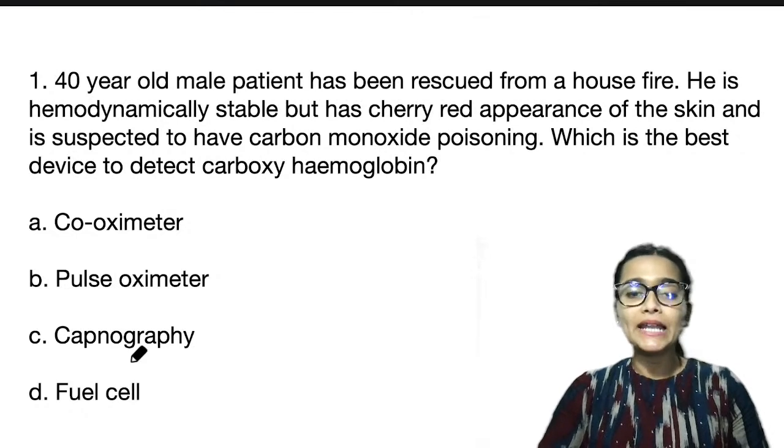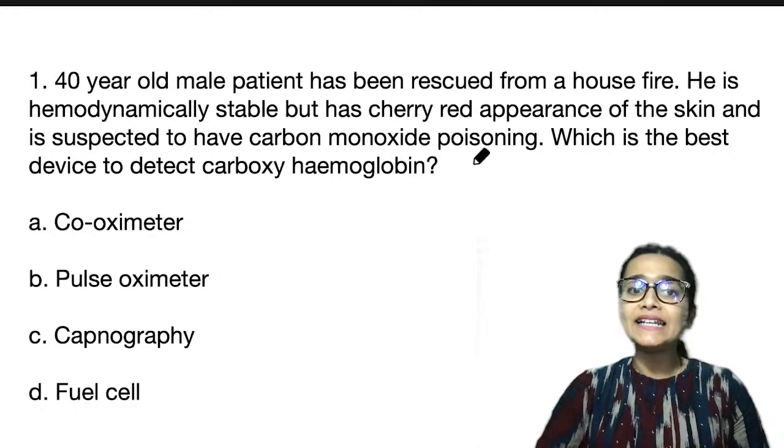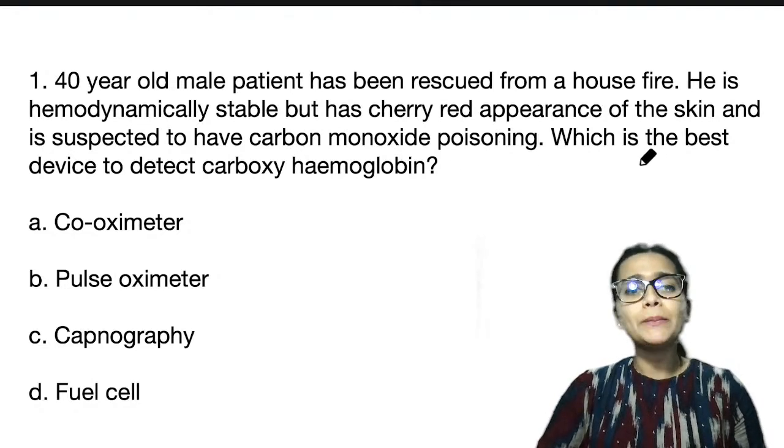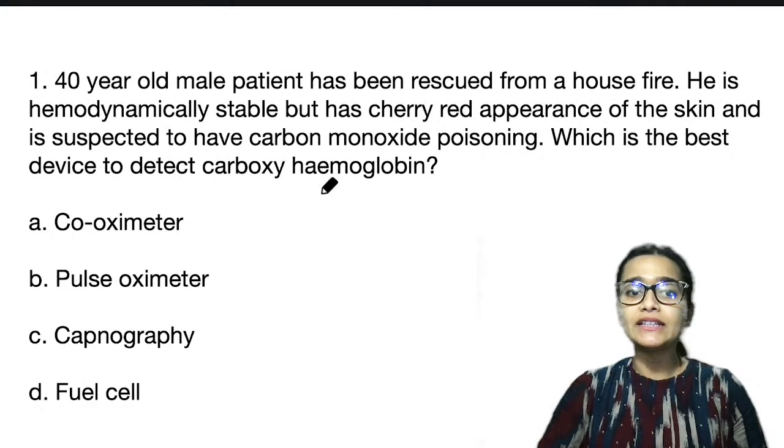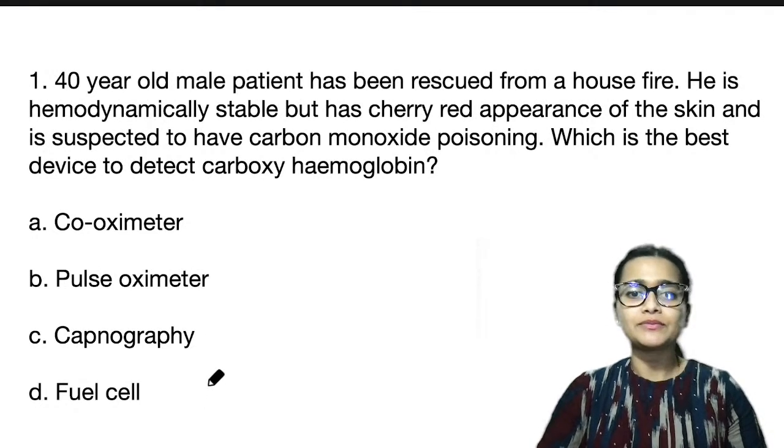A 40-year-old male patient has been rescued from a house fire. He is hemodynamically stable but has cherry red appearance of the skin and is suspected to have carbon monoxide poisoning. Which would be the best device to detect the carboxyhemoglobin? You have four options. Option A is co-oximeter, option B is pulse oximeter, option C is capnography, and option D is fuel cell.